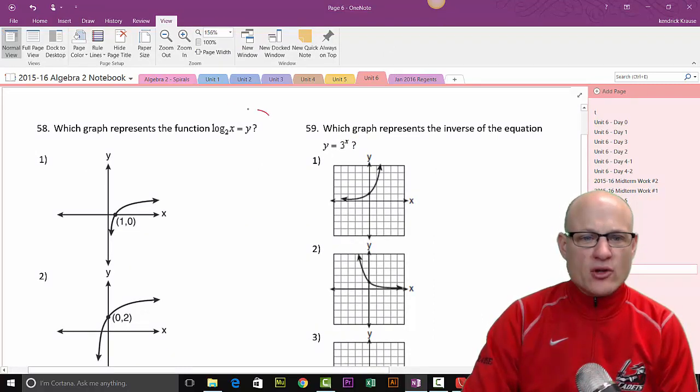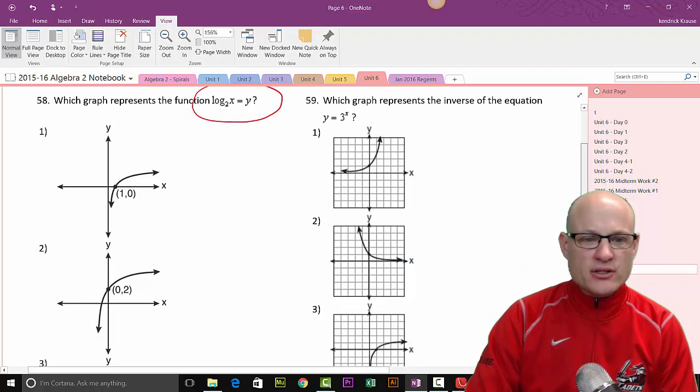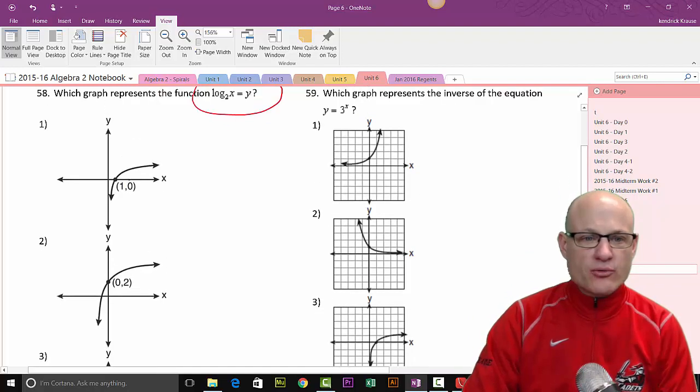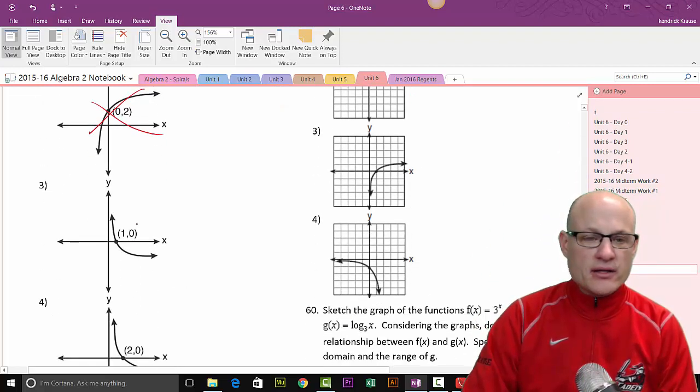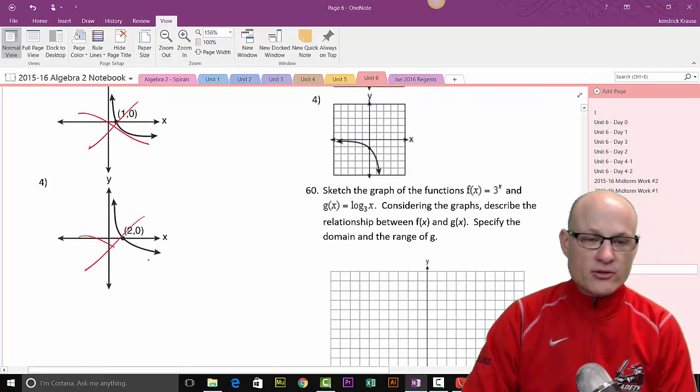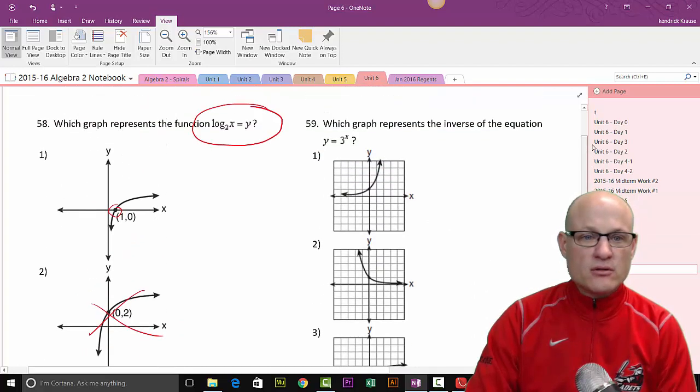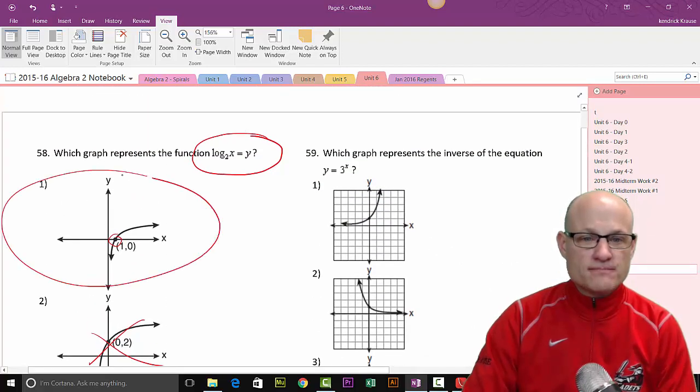Which graph represents the log base 2 of y? Let's see. All logs go through the point 1, 0, so that's not going to be it. And that is a reflection of a log. And that is a reflection of a log. So there it is right there.